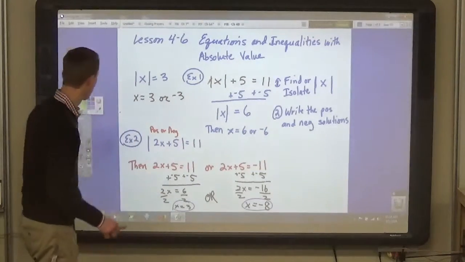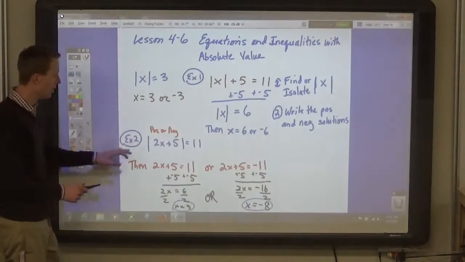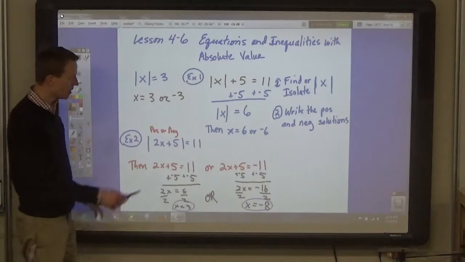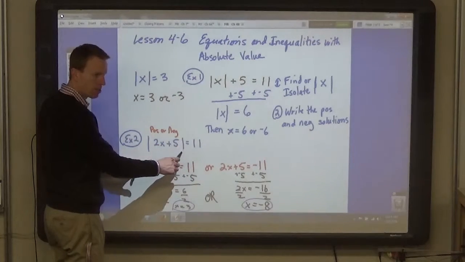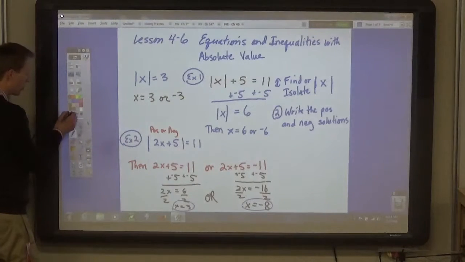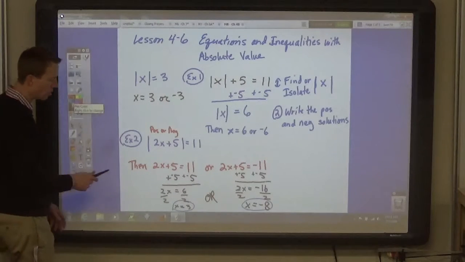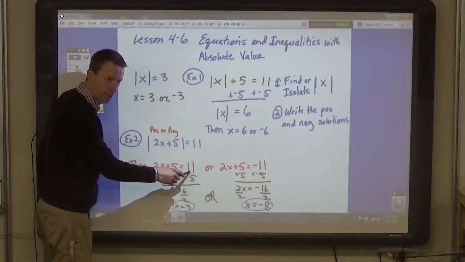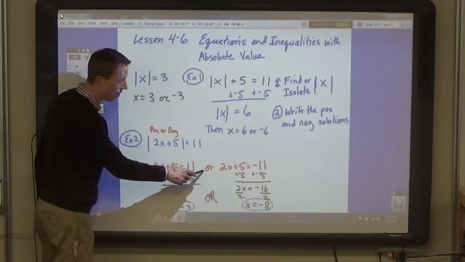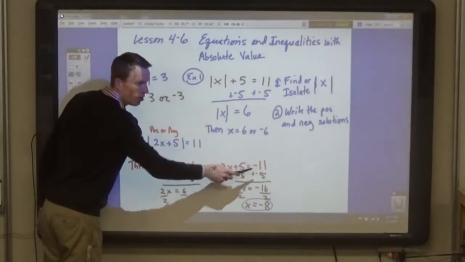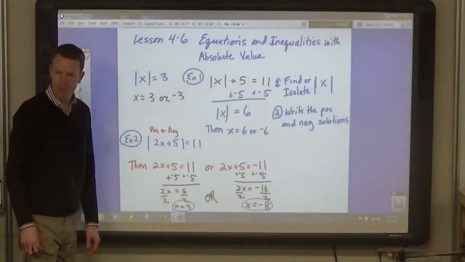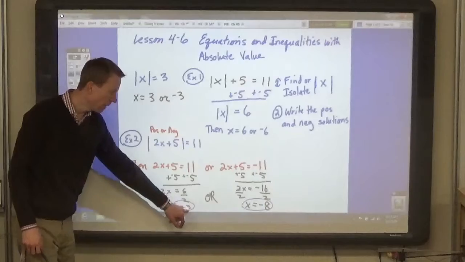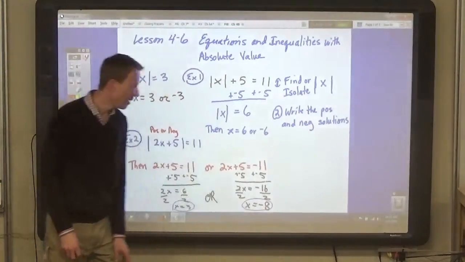Let's look at this case. This one's already solved for the absolute value amount. Okay? There's nothing outside the absolute value bars. And so you're going to solve 2 equations. You're going to solve this one: 2x plus 5 could equal 11. Or 2x plus 5 could equal negative 11. And those are 2 different answers then. x could be 3 or x could be negative 8.